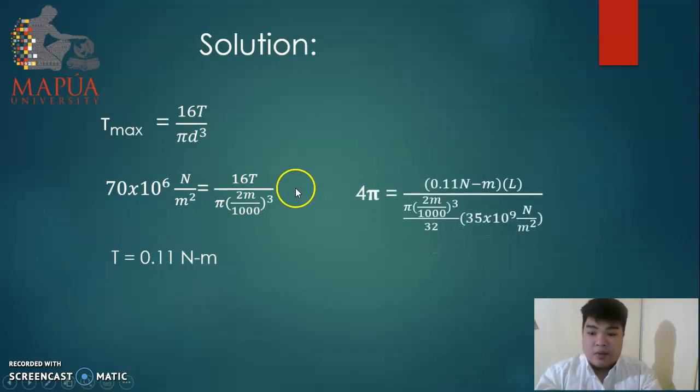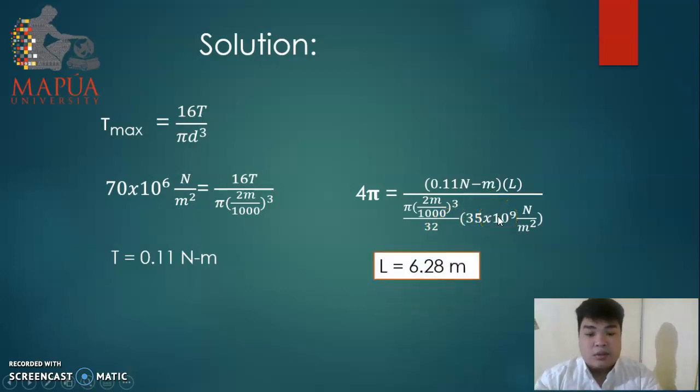To get length, we will equate T to this formula. So this formula is angle of twist. While angle of twist is given as 4 pi, we can solve for length. So 4 pi is equal to T, which is 0.11, multiplied by length over pi, times 2 mm divided by 1000 raised to 3, divided by 32, times 35, times 10 raised to 9. So we'll get length at 6.28 meters.